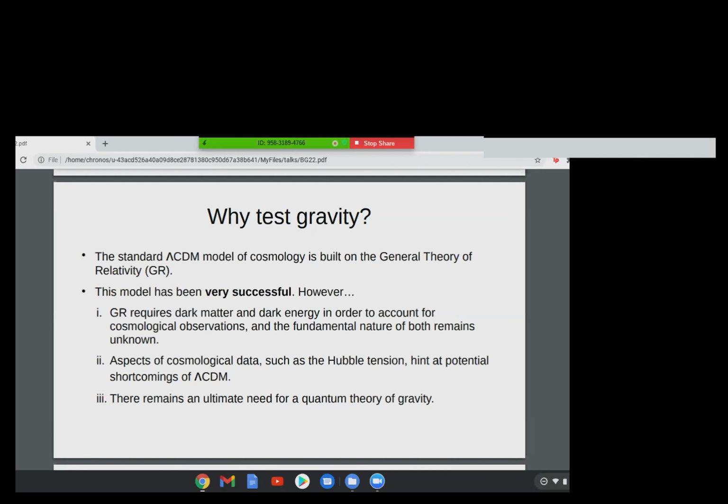From more of a data point of view, we know that there are tensions emerging in cosmological data sets, such as the famous H0 Hubble tension. And this indicates that there might be problems in the lambda CDM model and therefore potentially problems in GR as well. And from a theoretical perspective, we know that gravity will ultimately need to be quantum completed, and that indicates that there may need to be some modification at some energy scale.